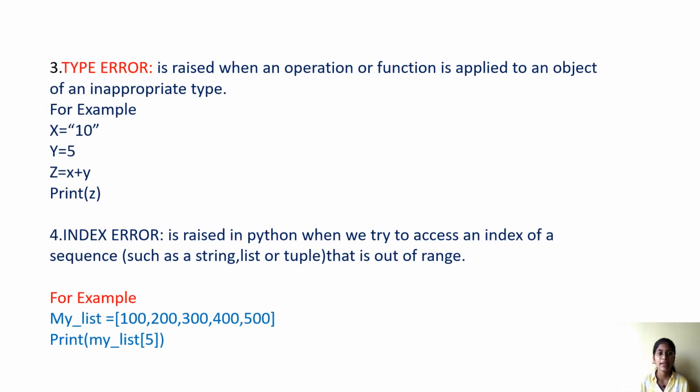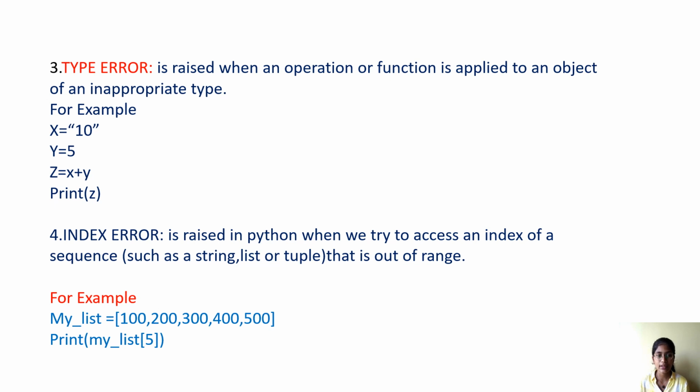Type error. Type error is raised when an operation or function is applied to an object of an inappropriate type. For example, x = 10, y = 5, z = x + y. We'll print z. Then our output is 15.